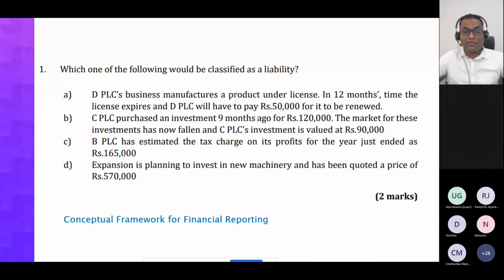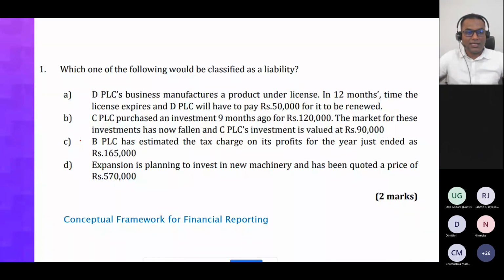Then answer C, BPLC has an estimated tax charge on its profit for the year just ended, which is 165,000. What do you say? You have conducted the business, earned a profit, and on that profit you have to pay a tax amount of 165,000 rupees. It's a present obligation. You have to pay this to the Inland Revenue, using your economic resources, using cash. You have this obligation because you have made profits. So this is actually a liability. The answer for this question is answer C.